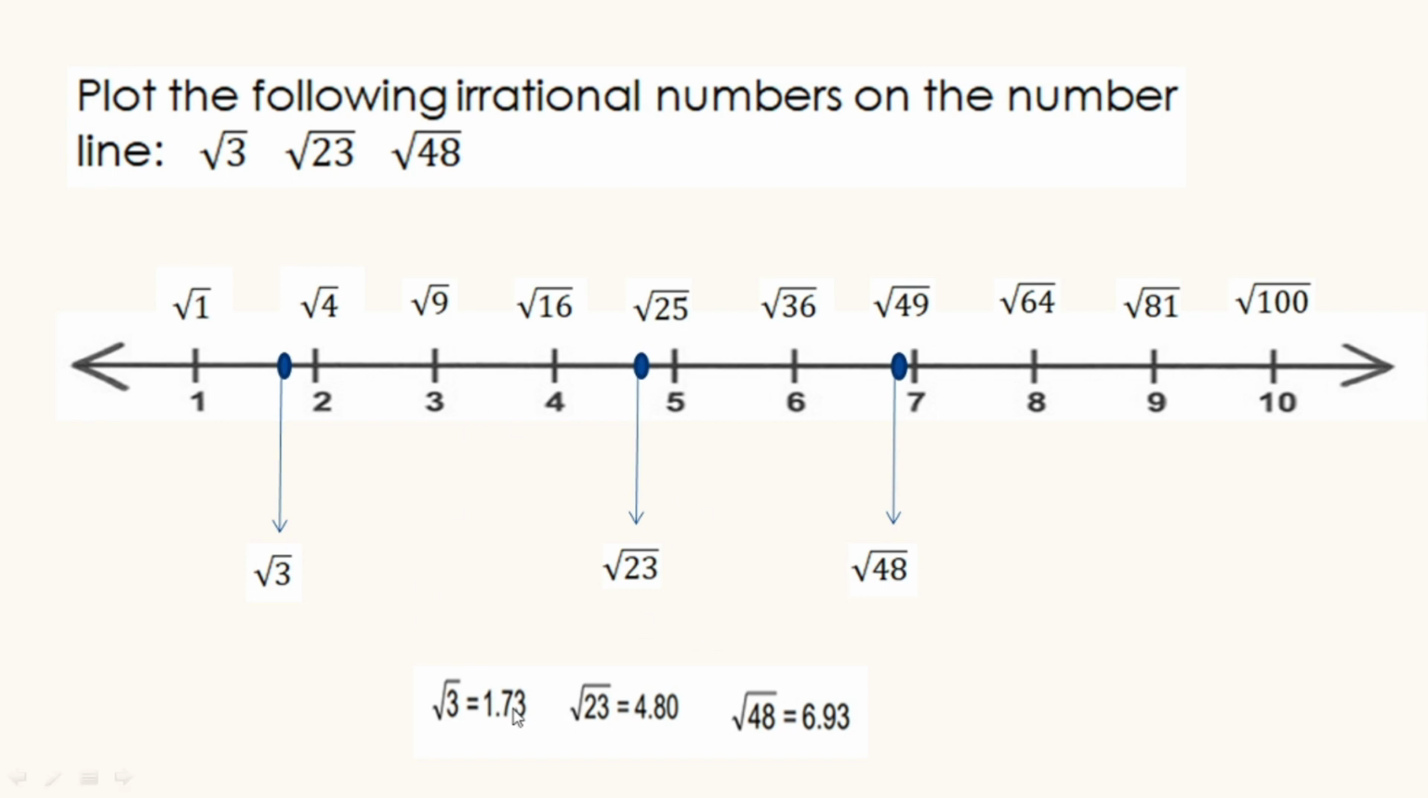Ang estimation natin for square root of 3, meron tayong 1.73. Square root of 23 is 4.80. And then square root of 48 is 6.93. So, ibig sabihin, we can use those decimal numbers para mas madali nating i-plot. So, we have 1.73, so dun part yon. 4.80 sa part na to. And then 6.93 ay sa medyo part na to. So, pwede din yun. By means of estimation, you can plot the irrational numbers, or pwede din naman sa approximation, yung in between two consecutive integers.